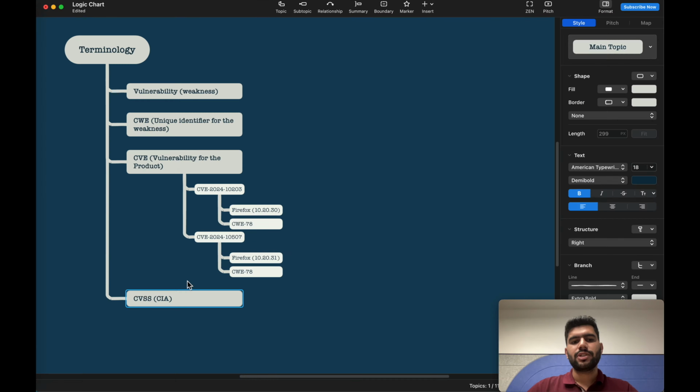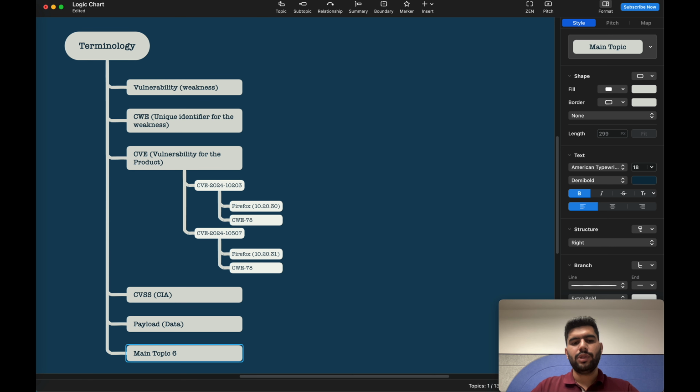Other than this CVSS score, we have two more terms. First one is the payload. Payload is the data that is used to take advantage of a weakness. And the second one is the exploit. Exploit is the method that is used to send the data, the payload data, to a particular target to take advantage of it. So exploit is the method, payload is the data, and vulnerability is the weakness.